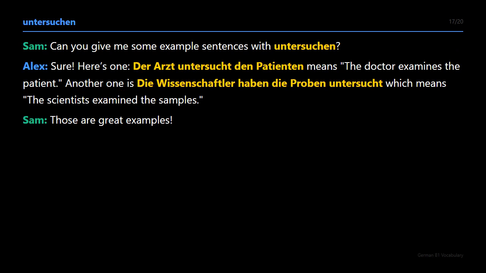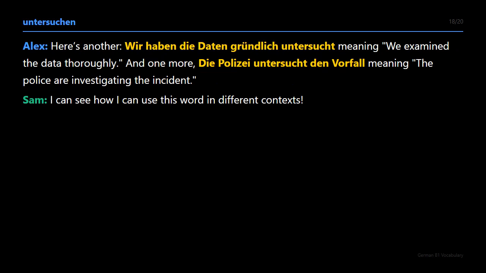Those are great examples. Here's another. Wir haben die Daten gründlich untersucht, meaning we examined the data thoroughly. And one more. Die Polizei untersucht den Vorfall, meaning the police are investigating the incident. I can see how I can use this word in different contexts.